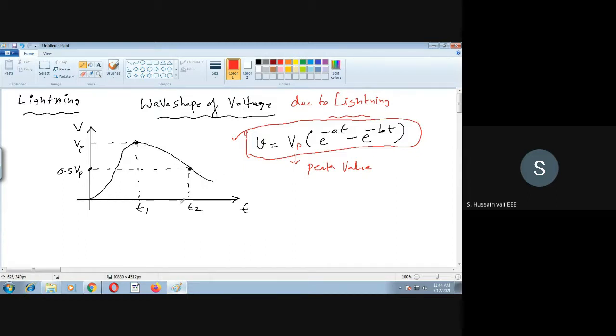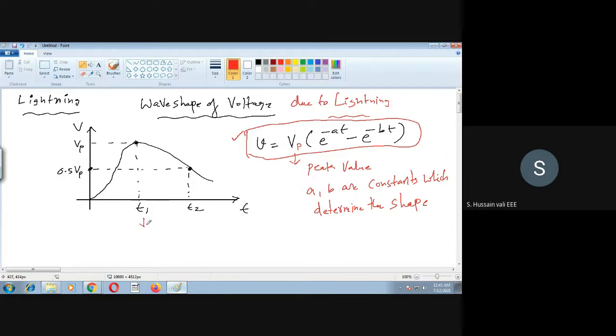Now what about A and B? A and B are constants. They are constants which determine the shape. And Vp is the peak value. And we have some more unknowns.